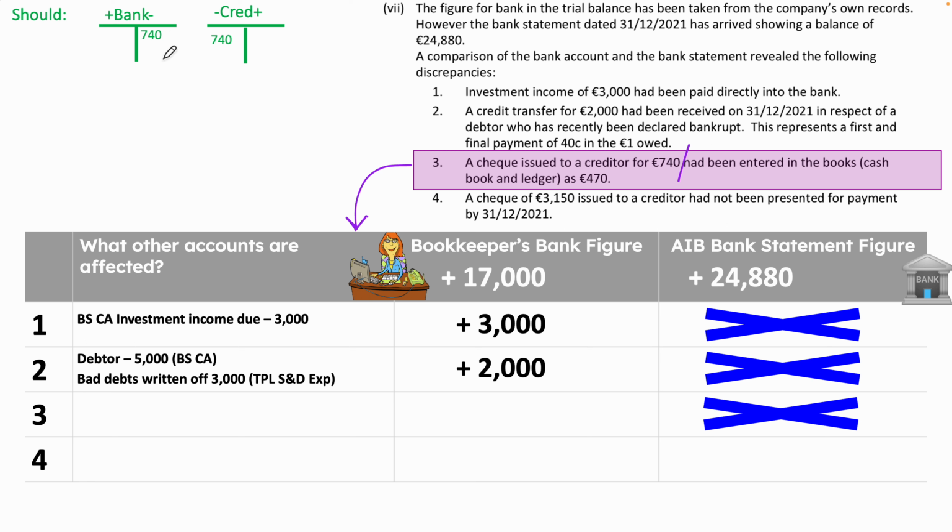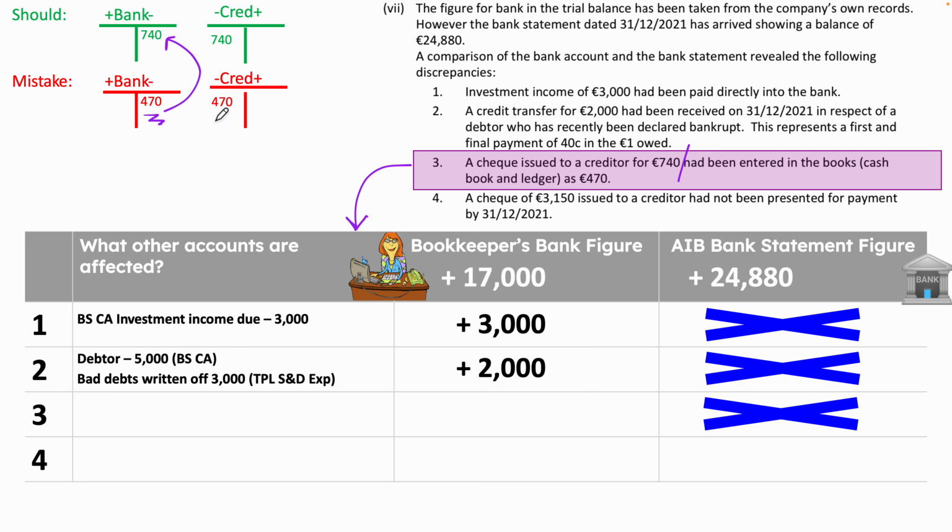It should have reduced the bank account by 740 and it should have reduced the creditor by 740. Okay, so that's what should have happened. Did that happen? No, it didn't happen. It was entered into the books as 470. So we put the mistake 470 into the bank and the creditor. That was the mistake. So look, this is what we have right now, but this is what we want.